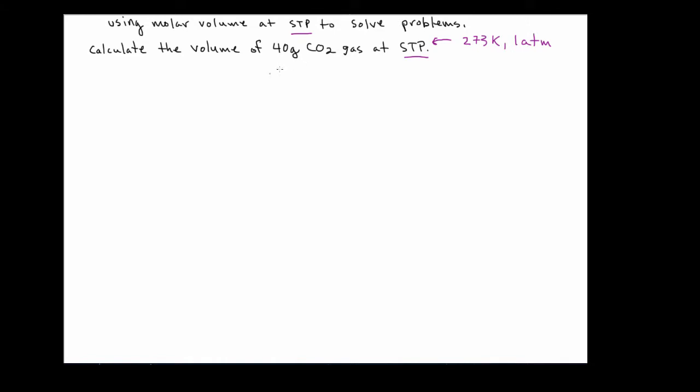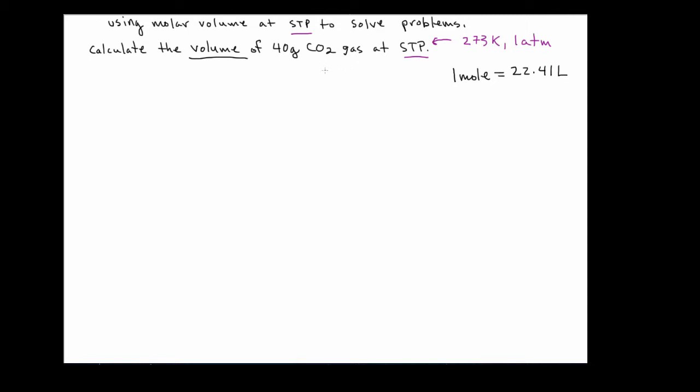The issue at hand is to calculate the volume of 40 grams of carbon dioxide gas at STP. What we learned in the previous video is that at STP, 1 mole of a gas, and this is a unit conversion factor or unit multiplier factor, is equal to 22.41 liters, specifically at STP. So how are we going to solve this problem?